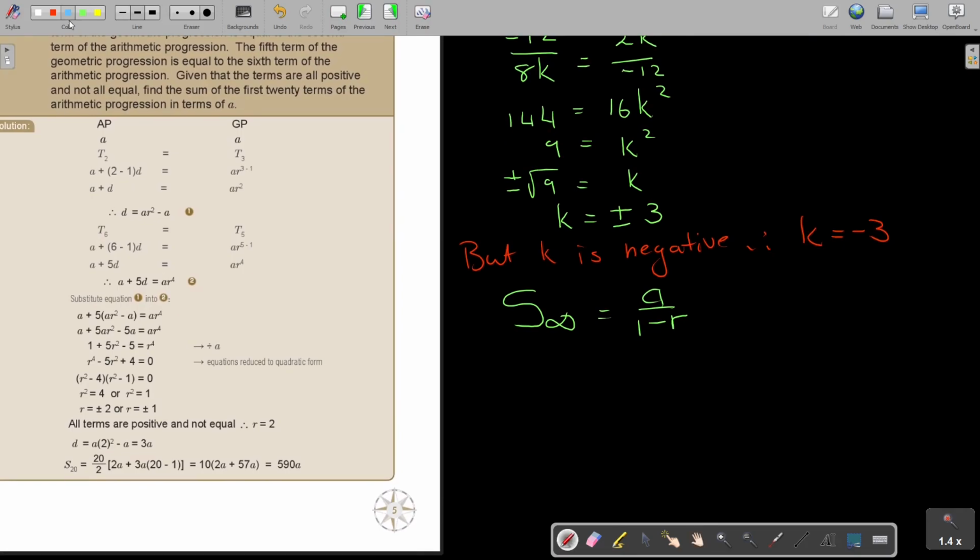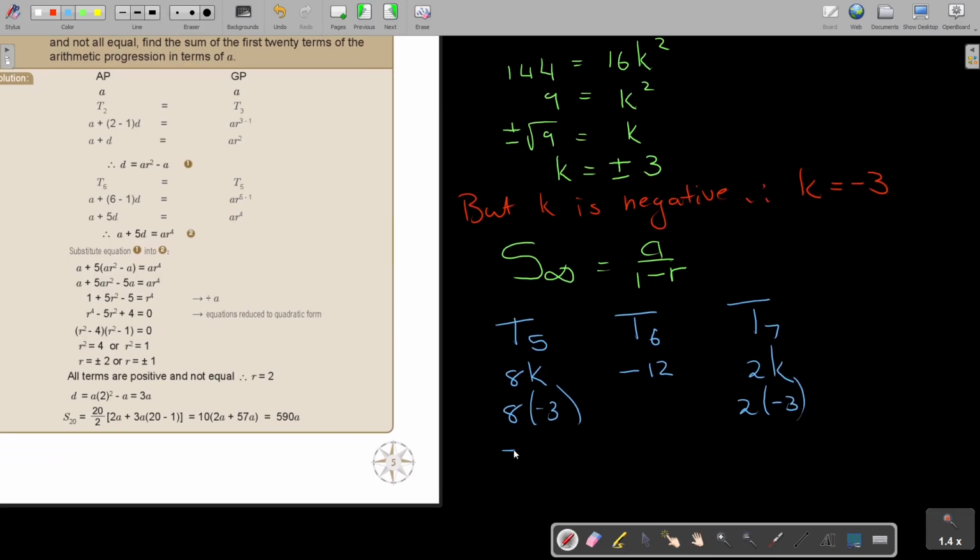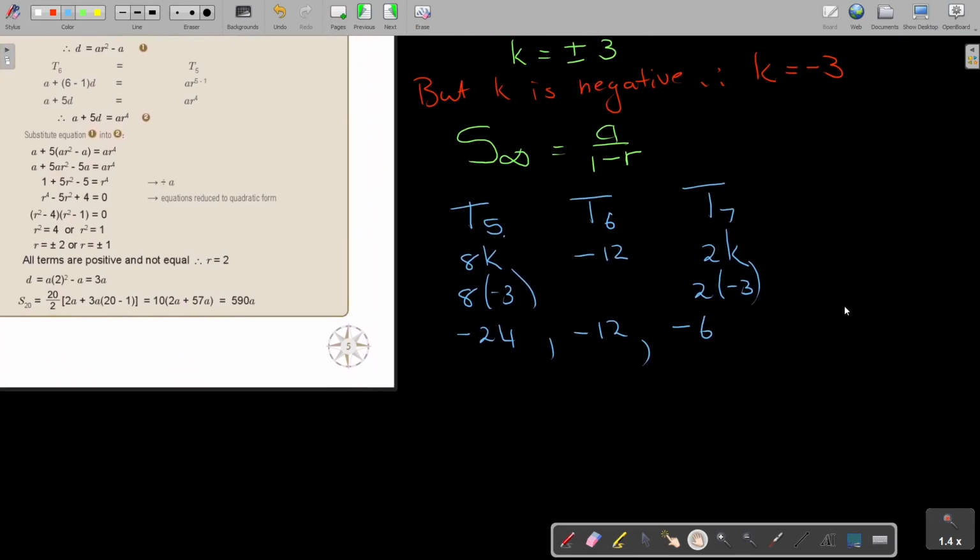So the three terms were T5, T6, and T7. Now, if you look at this, this was 8k, this was negative 12, and this was 2k. So if I substitute it in, then it's going to be 8 times negative 3, and 2 times negative 3. And this is going to be negative 24, and then negative 12, and then negative 6. But remember, this is not the first term. This is the fifth term.